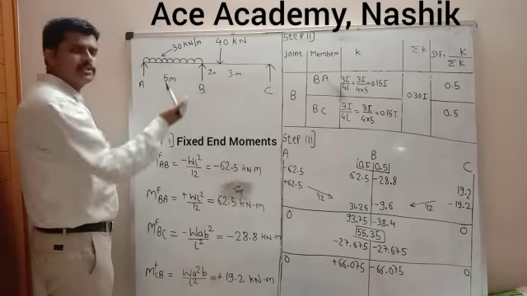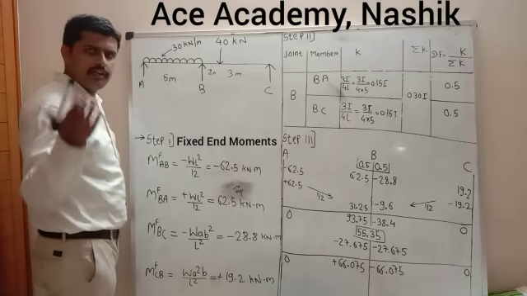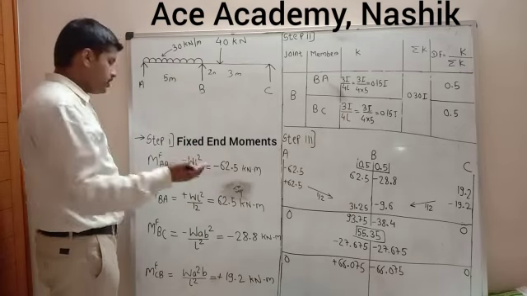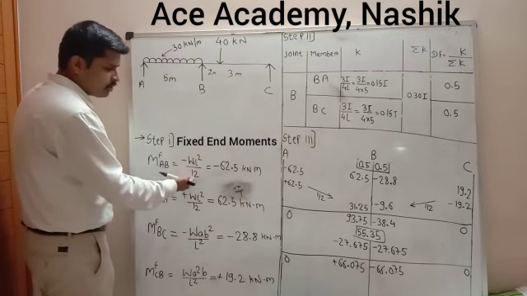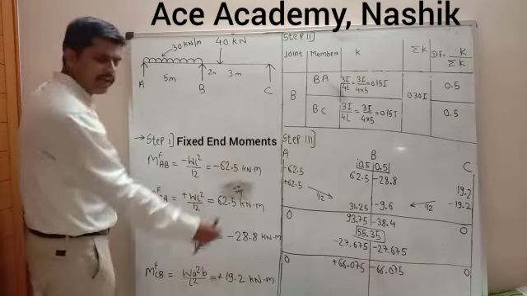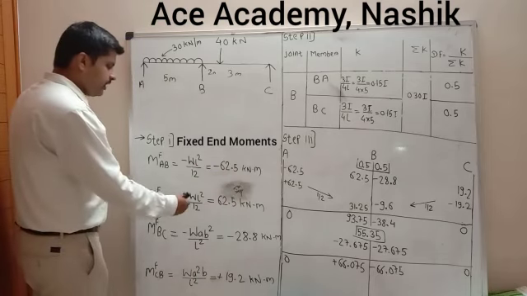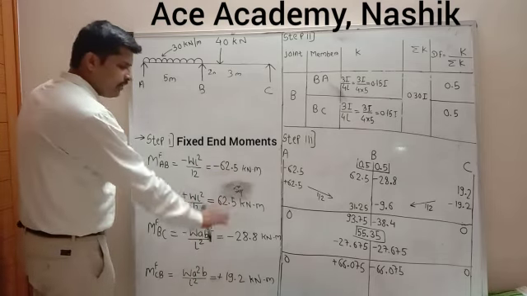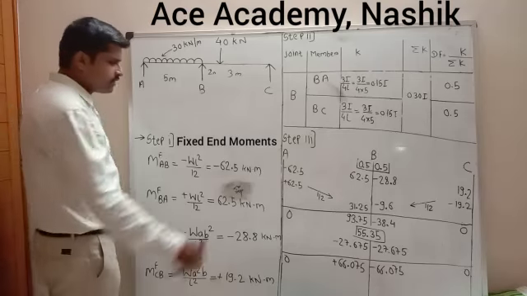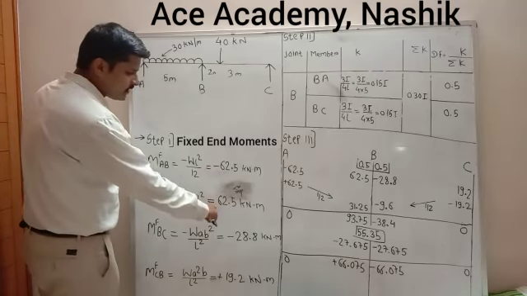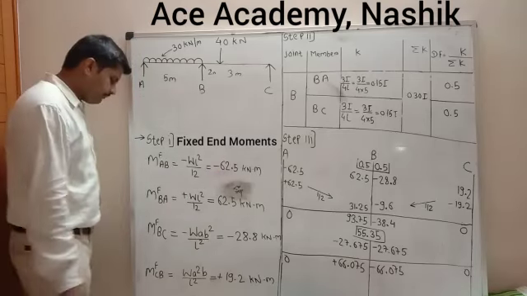So span AB consists of UDL. The formula will be WL square by 12. So MFAB is minus WL square by 12, which will be minus 62.5 kilonewton meter. And for BA, it will be plus WL square by 12, that is plus 62.5. The minus sign is because of anti-clockwise moment, and the plus sign is because of clockwise moment.